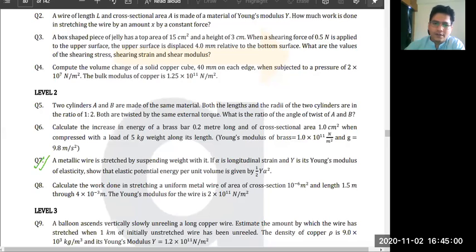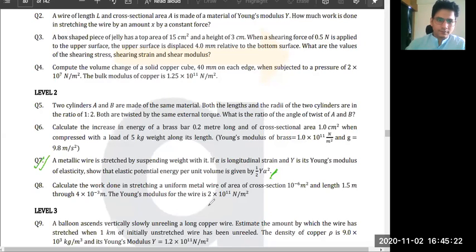Half into stress into strain. Right? So we already did it. In last class, we derived this formula. I hope all of you remember. Right? We derived this formula. How we derived it? Using work done. Yes? Okay? So 7th also we did.